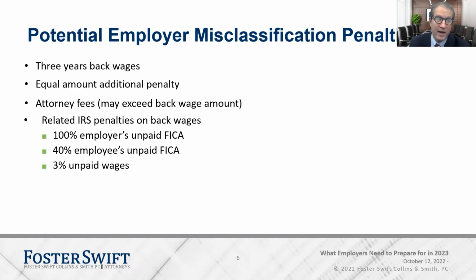So the IRS will come knocking and look for 100% of the employer's portion of FICA, a portion of the employee's FICA, plus a 3% penalty on top of that. The bad news doesn't end there. There's also the possibility of criminal penalties for intentional violations.